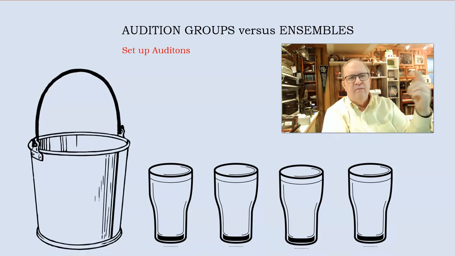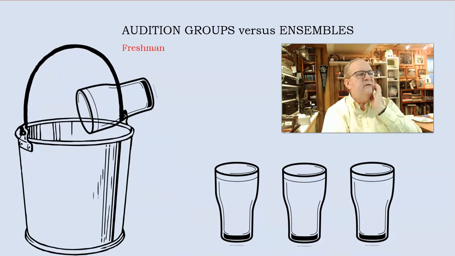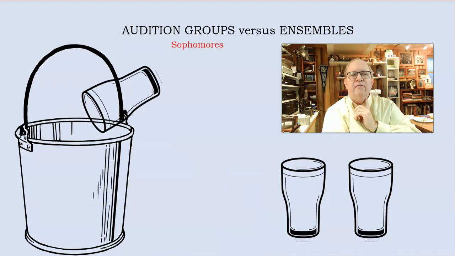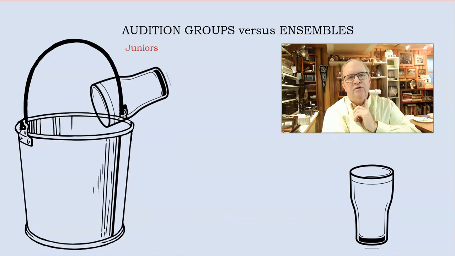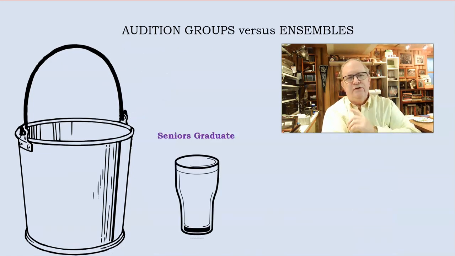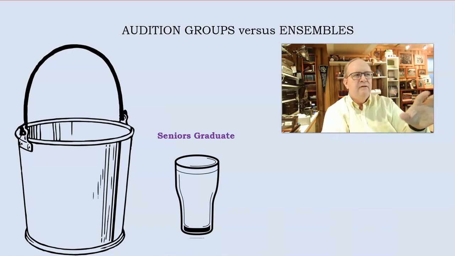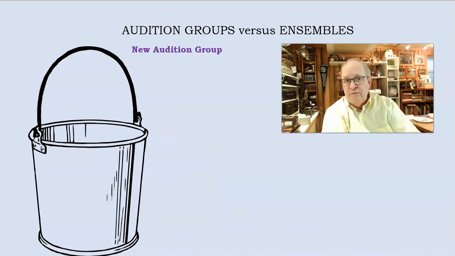Well, you've got to bring that bucket back, and you've got to put your freshmen in that group to re-audition for next year, and your sophomores as well as your juniors. And then, of course, your seniors graduate. They're out the door. They're not part of this new bucket. Scoresheet makes it very simple to just move kids from the ensembles into where they belong for the following term. So you set a new term.